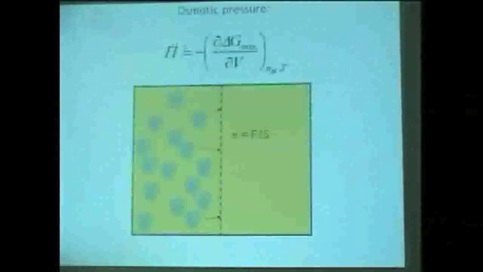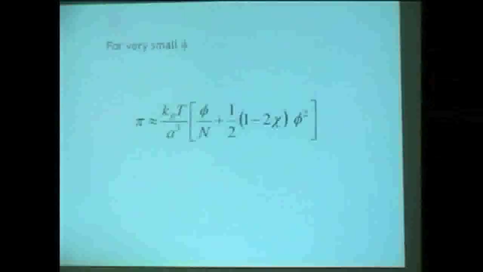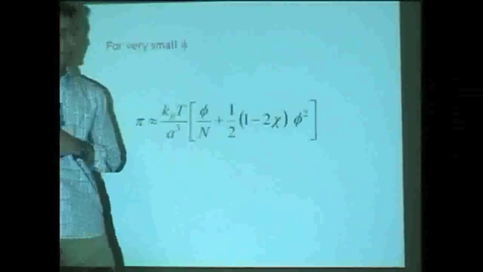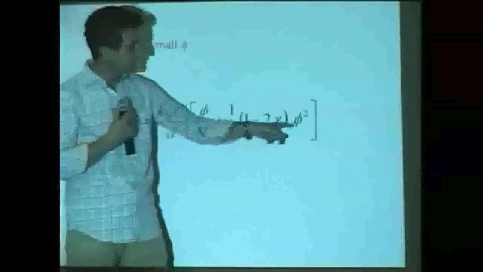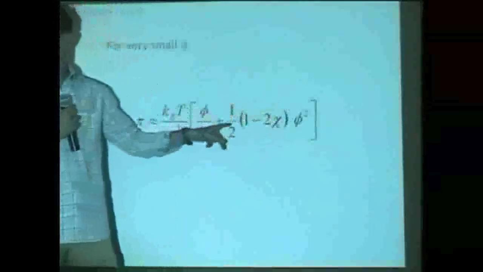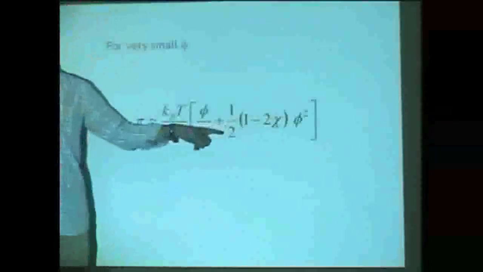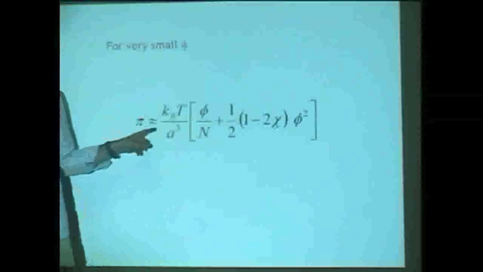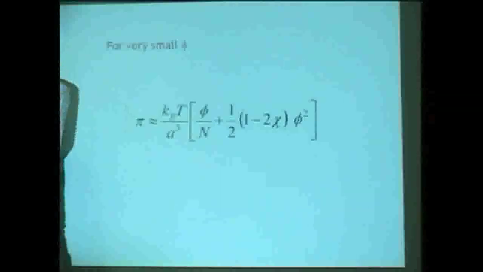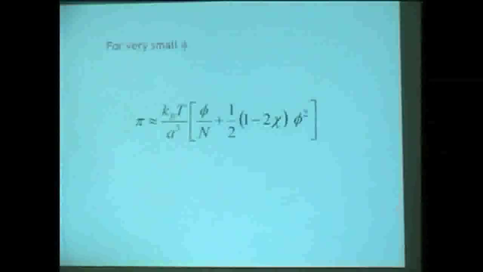Now, let's go on the other side. What happens if this parameter is larger than 1/2? If this parameter is larger than 1/2, it means that this prefactor here is negative. So it means that the interactions are leading to an osmotic pressure which is smaller than the ideal gas one. So it means that the interaction leads to a reduction of the number of collisions of the chains with the membrane. So it means that there are some attractions between the chains. Is that clear? Is that right for everybody?